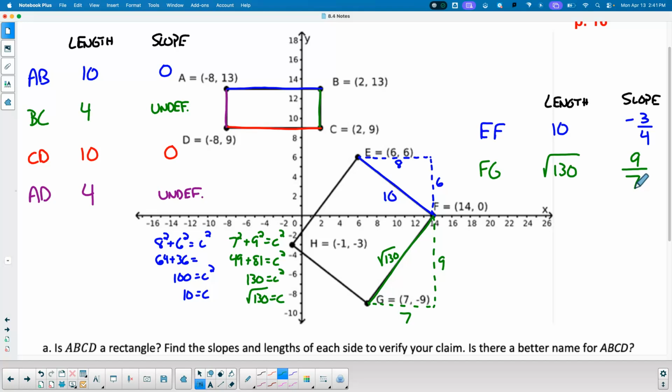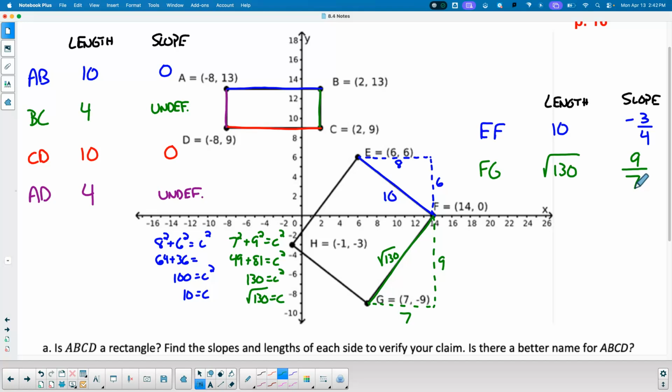No. Why not? These slopes would have to be opposite reciprocals if it's a rectangle. Do I have a rectangle? No. We don't know that yet. We just know that it's not a rectangle right now.